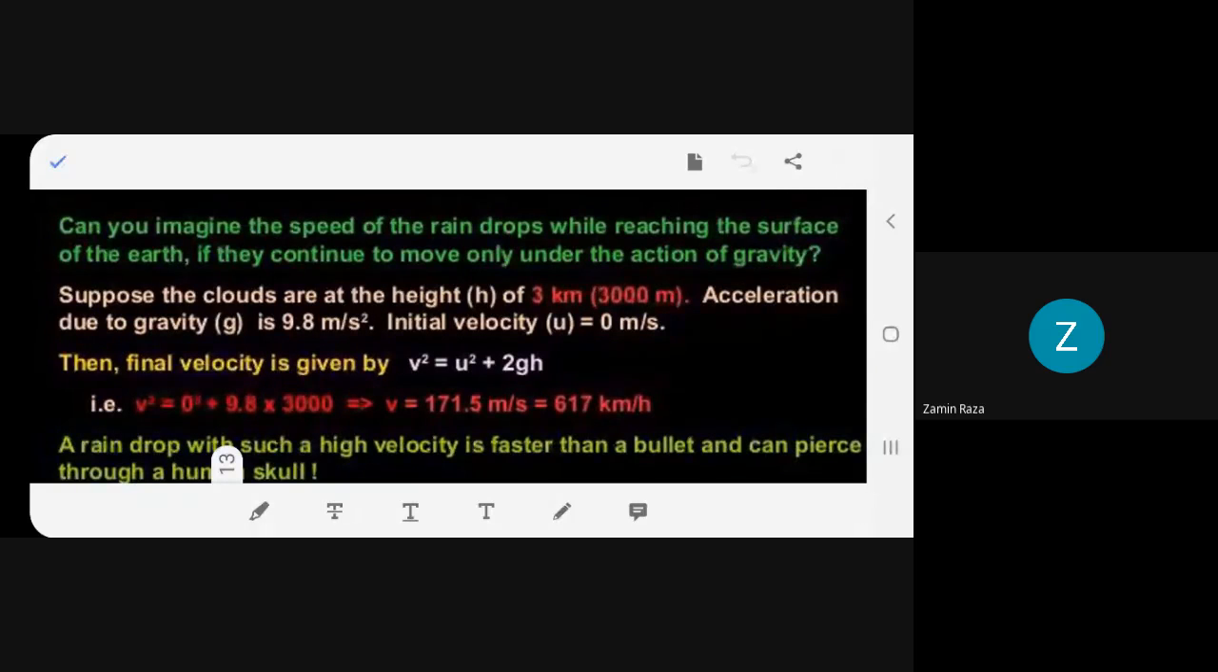What they are saying is that raindrops, which are coming from the cloud, if they are moving only under the action of gravity, no equilibrium stage is reached. There are no balanced forces. Only the force of gravity is applied on the raindrops. What is going to happen? Can you imagine? If the raindrops do not reach the equilibrium stage and only the force of gravity is working on them, what's going to happen? Let's see.